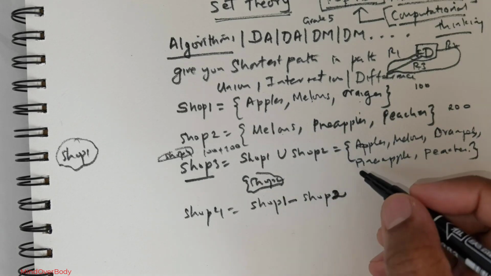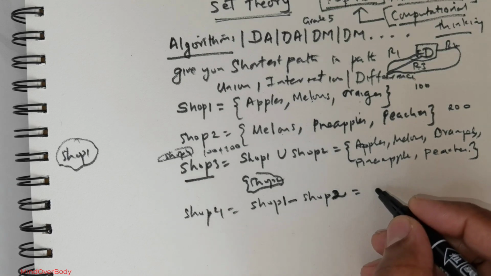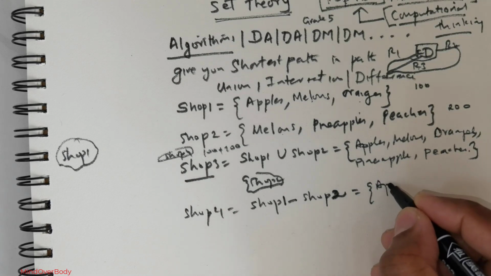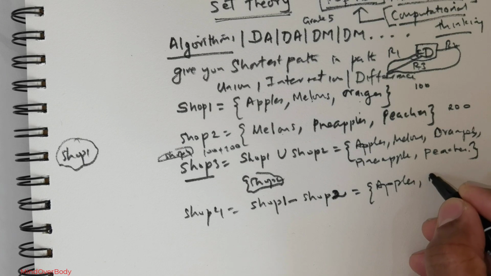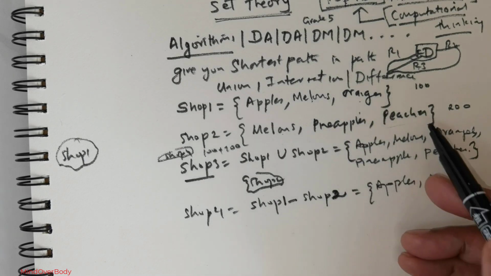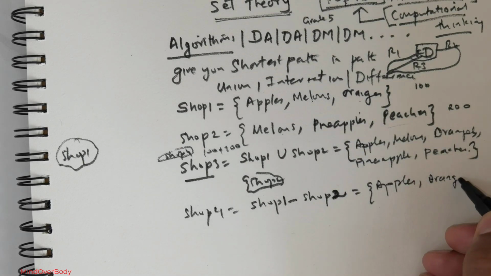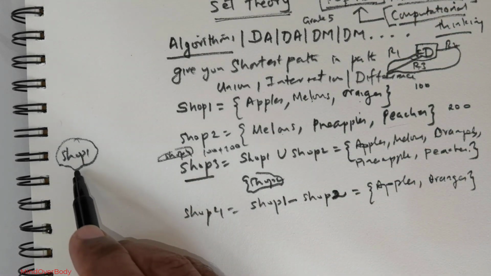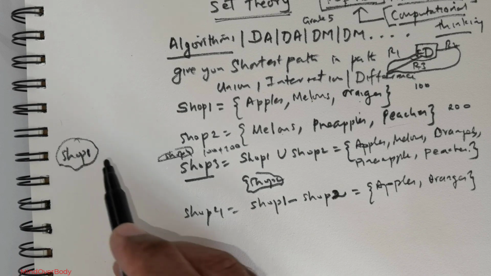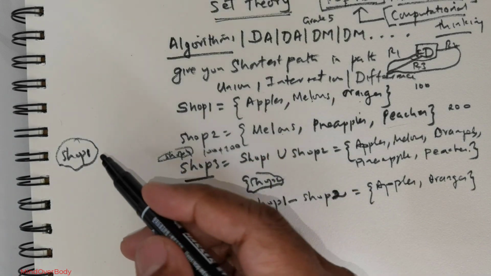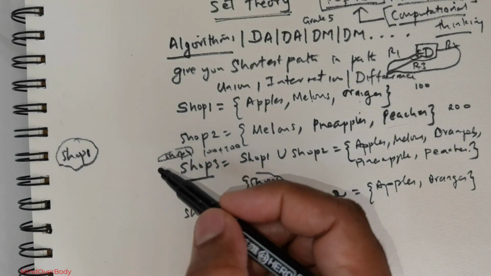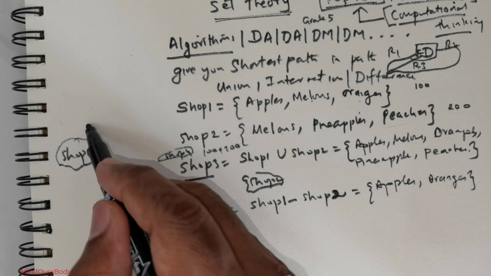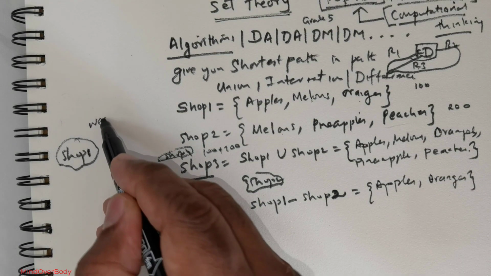So shop 4 should have apples and oranges. So that is the difference. Imagine I have studied shop 1's closing time, in the sense of days on which it is not functioning. Say, for example, it is locked on Wednesdays.